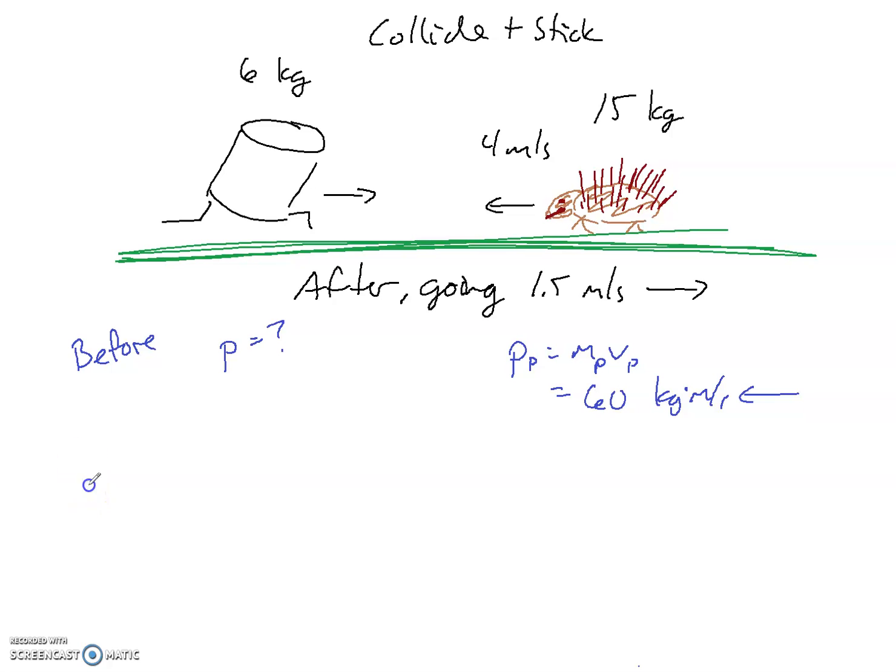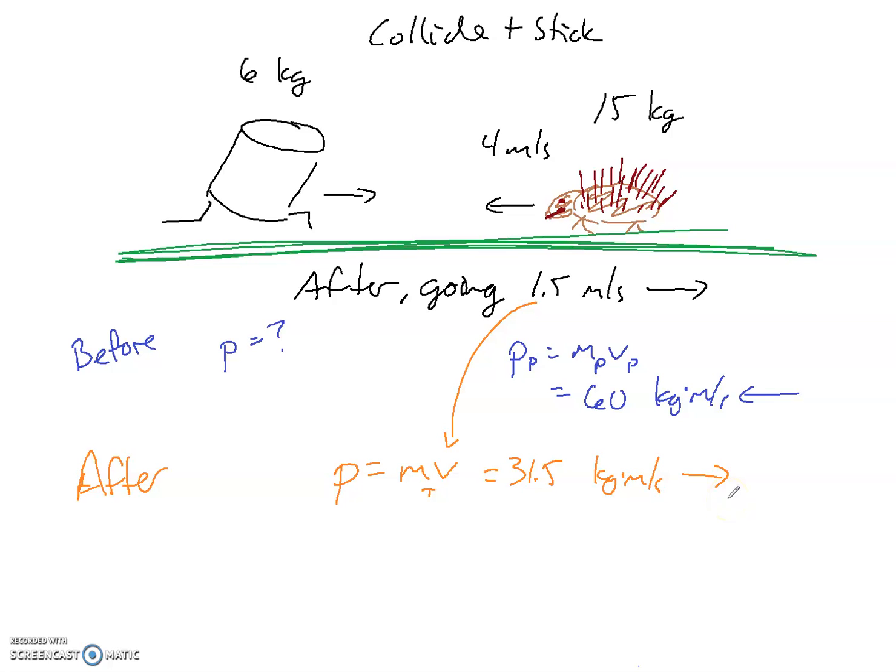And afterwards, that's going to be my total momentum afterwards because they become one object. Afterwards, the momentum is going to be mv. Mass will be the total mass, and the v, that is the 1.5. So if I add the masses together, I got 21 kilograms altogether, and I times that by 1.5, I've got 31.5 kilogram meters per second towards the right.